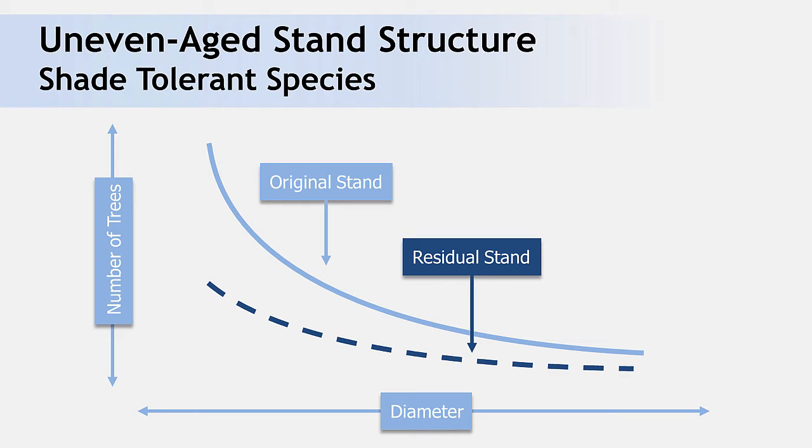To implement an uneven age prescription, a diameter is chosen for the largest tree retained, and all trees larger than that are cut. The upper diameter is set by considering species, site quality, and potential markets. Foresters have formulas for calculating the distribution of the cut across size classes.